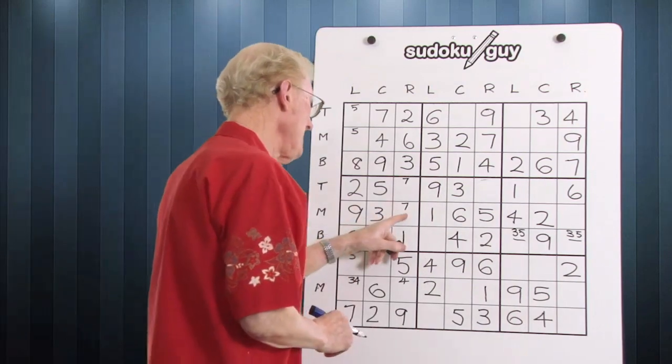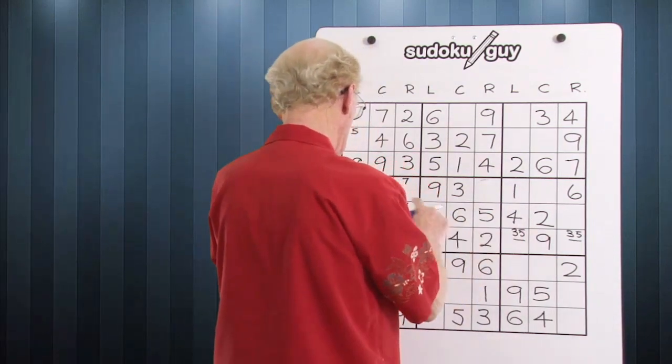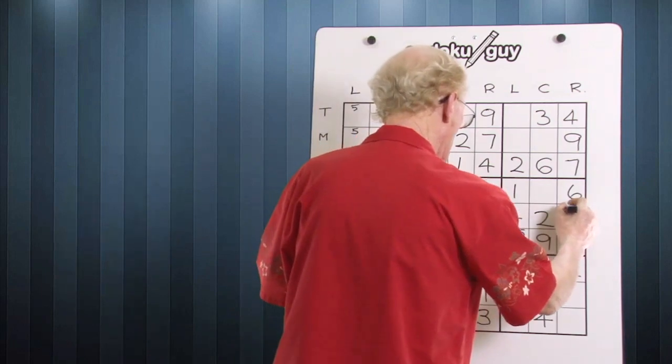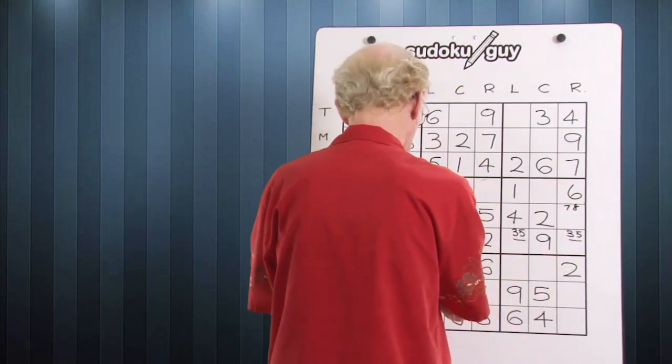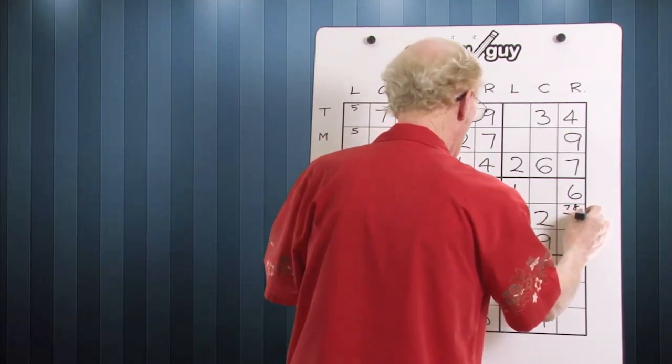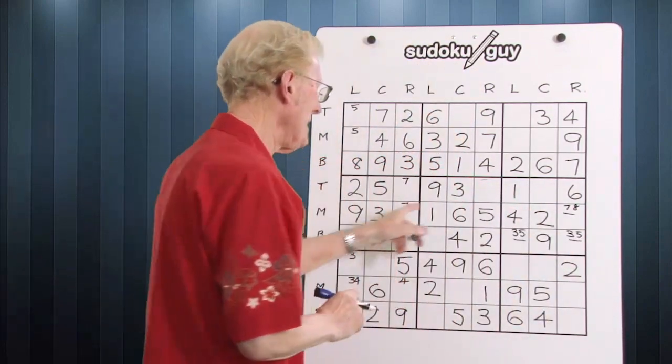So we're missing a 7 here. 1, 2, 3, 4, 5, 6, 7. So there'll be a 7 there. And an 8. They are the two numbers left that will go in that row. And they are matching pairs.